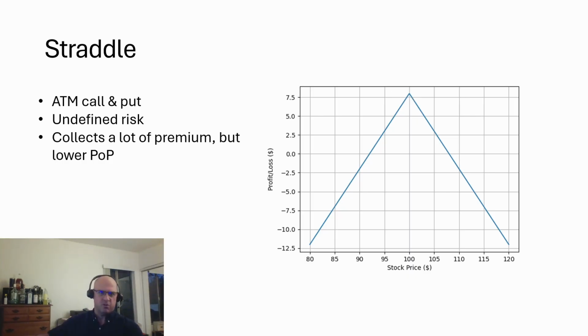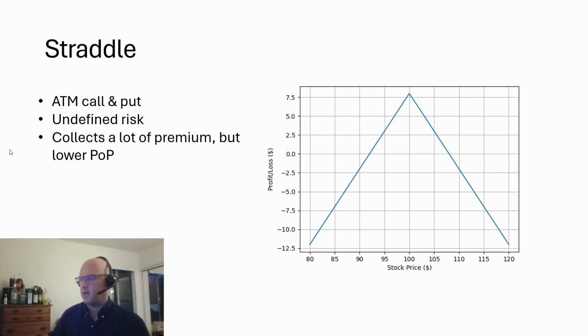Now, why would you do that? Well, you collect a lot of money up front, and your break-evens give you quite a bit of range to work with and still collect a profit. So here it looks like our break-evens are going to be exactly $92 on the downside and $108 on the upside.